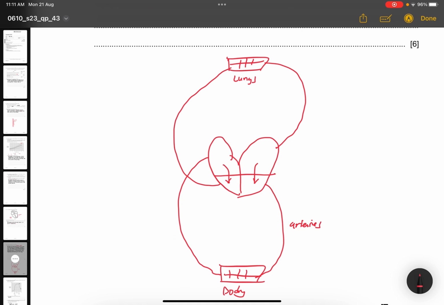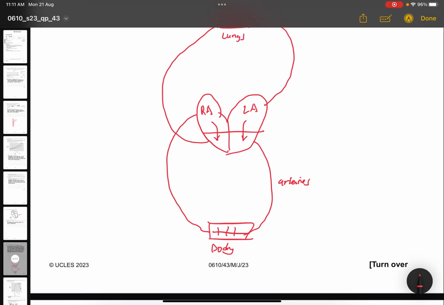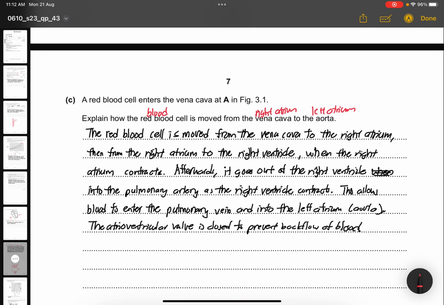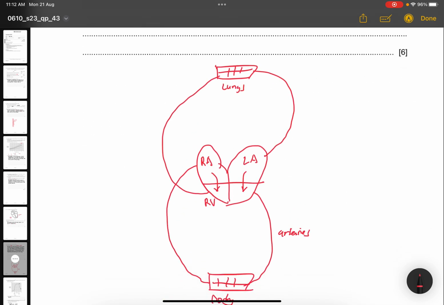So now what they want is for the blood to go from the right atrium to the left atrium. So the process is that it's going to go down, using the pulmonary circuit, to the aorta. Alright, so the red blood cell, basically the blood, is moved from the vena cava to the right atrium. Okay, vena cava is basically the vein. Then from the right atrium to the right ventricle, you can see it's going down. When the right atrium contracts, it allows the blood to enter the right ventricle through the semilunar valves.